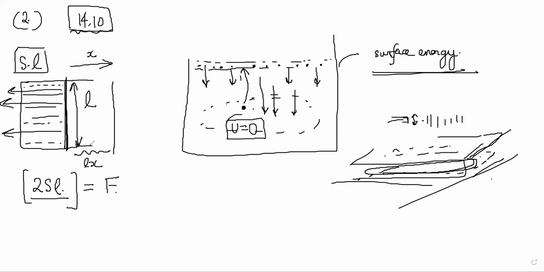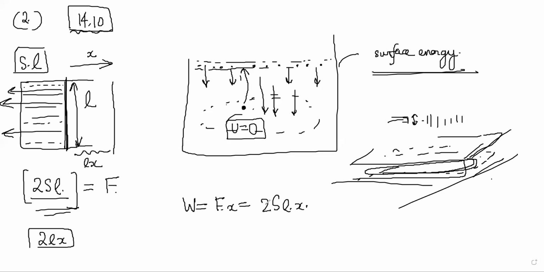As there are two surfaces of the solution, a new area of 2LX is created, because LX on one surface and LX on the other surface, right? So the work done by the external force will be F into X, because F is the constant force you have to pull against. Work done by the external force is 2SLX, right?